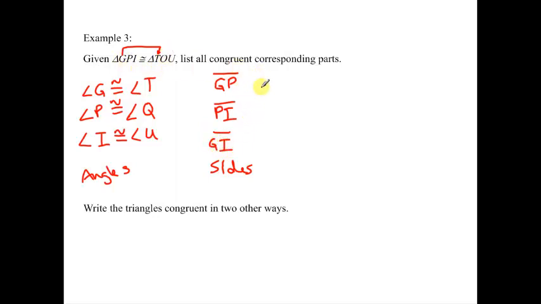How do they match up? Just put down what corresponds to those. So first, let's go with TO. Those were the first two. And then PI, the last two named, are going to match the last two here. That's going to be OU. And last, G to I matches T to U. Just pull that right out of the statement. Oh, I said that wrong earlier. That's TU. My bad. U is last. So we don't really even need a picture. This statement tells us everything we need.